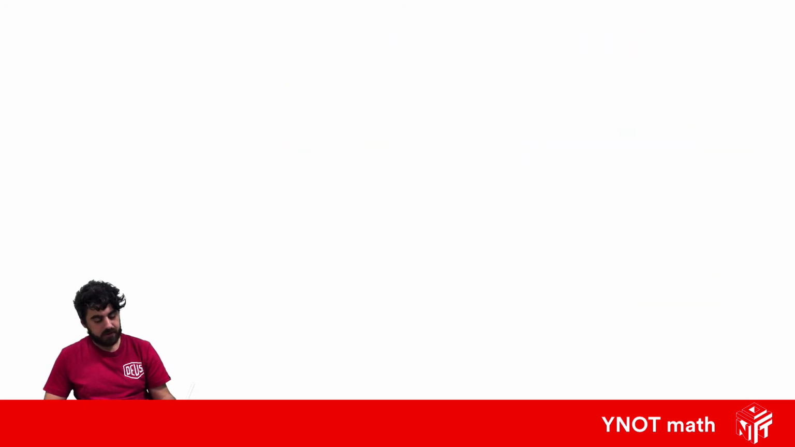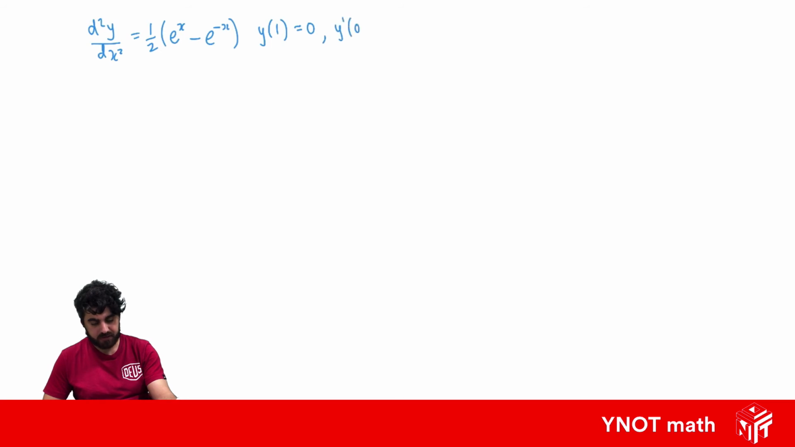Okay, let's have a look at another example. This time we're going to look at a second order differential equation. It's going to be d2y over dx squared equals a half outside of e to the x minus e to the minus x. And we're given some initial conditions that y of 1 equals 0 and y dash of 0 equals 1.